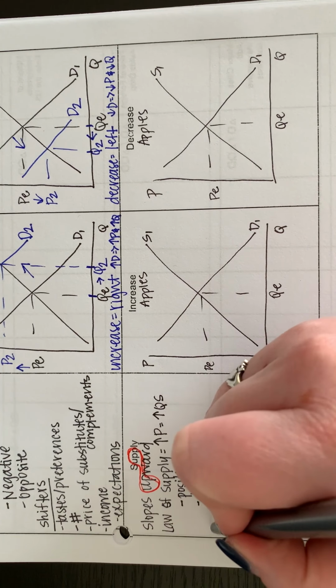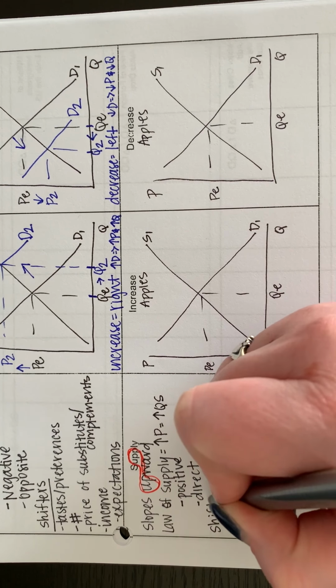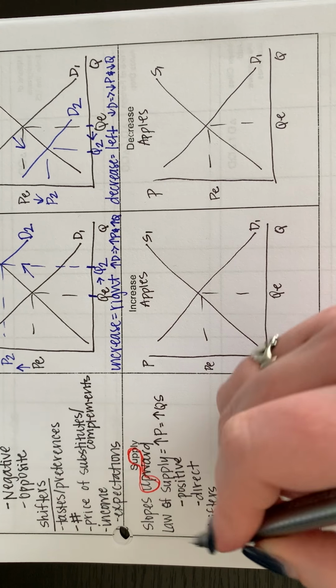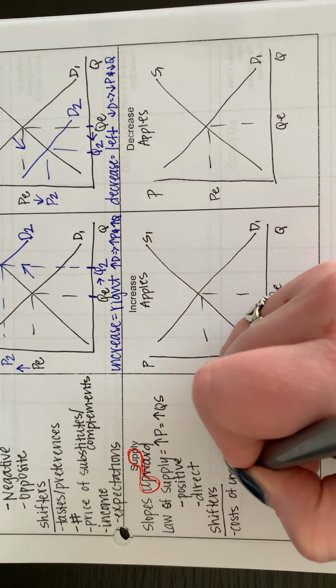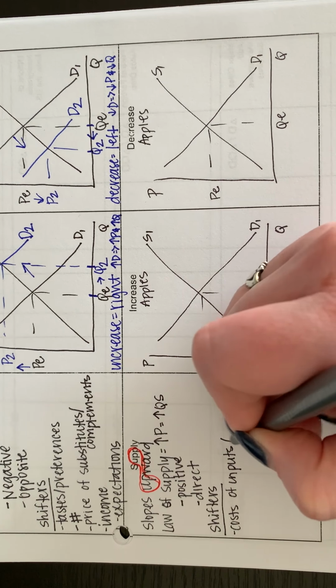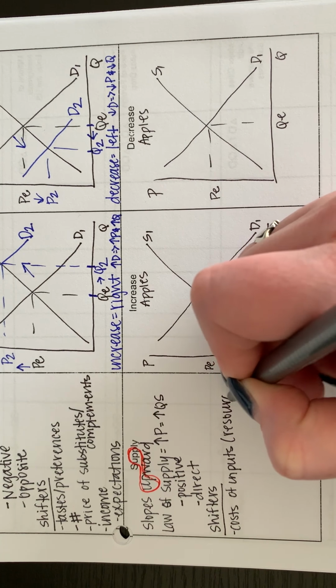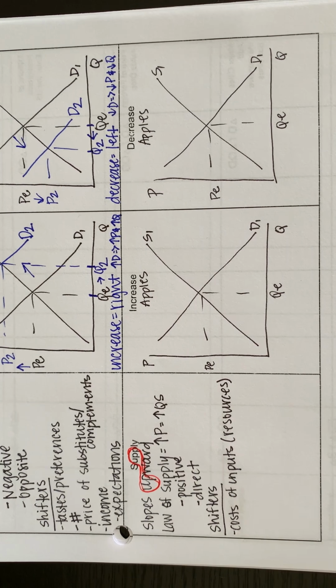So let's identify our shifters for supply here. Again, think of this on the production end. Our first shifter is going to be the costs of inputs. So these are going to be the costs of our limited resources going into our product. So this is the cost of production. So if the cost of our production is increasing, then we are going to have to decrease the supply. If the cost of production is decreasing, then we can increase the supply.